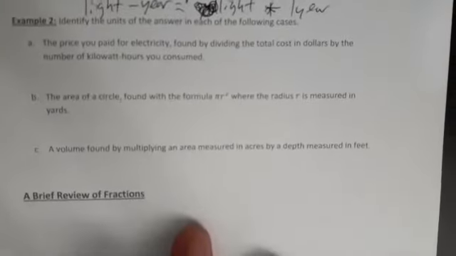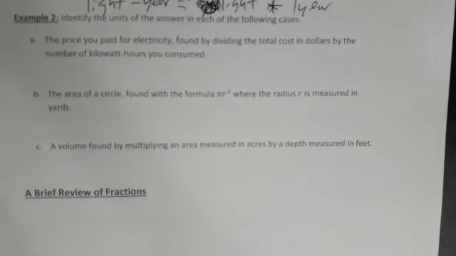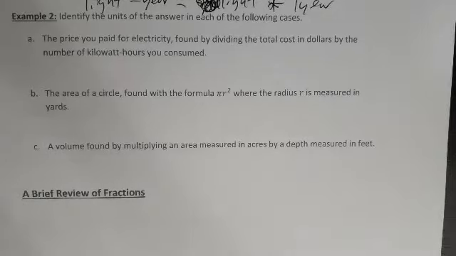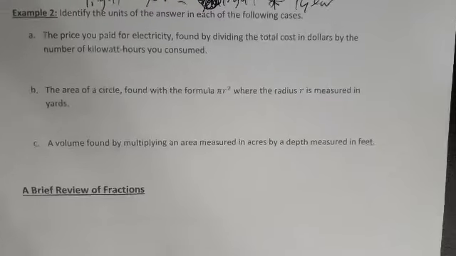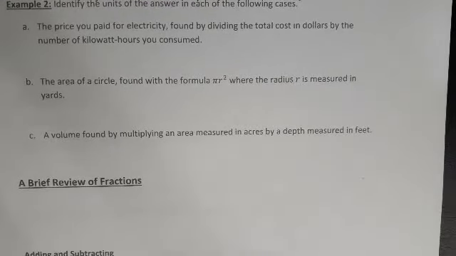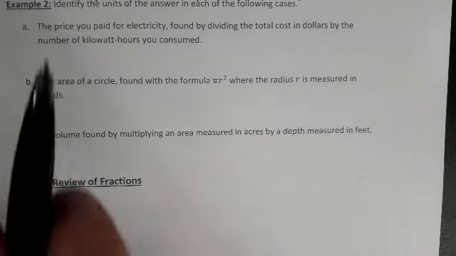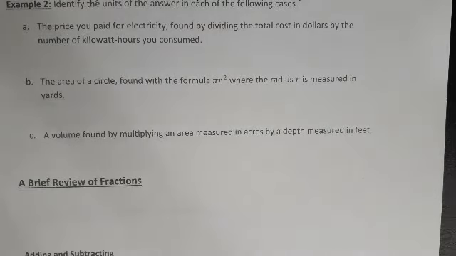So next, we want to identify the units of the answer in each of the following cases. The price you paid for electricity, found by dividing the total cost in dollars by the number of kilowatt hours you consumed. Let me try to focus this a little better. That looks a little better. So we're going to take the cost in dollars and we're going to divide it by the kilowatt hours we consumed.